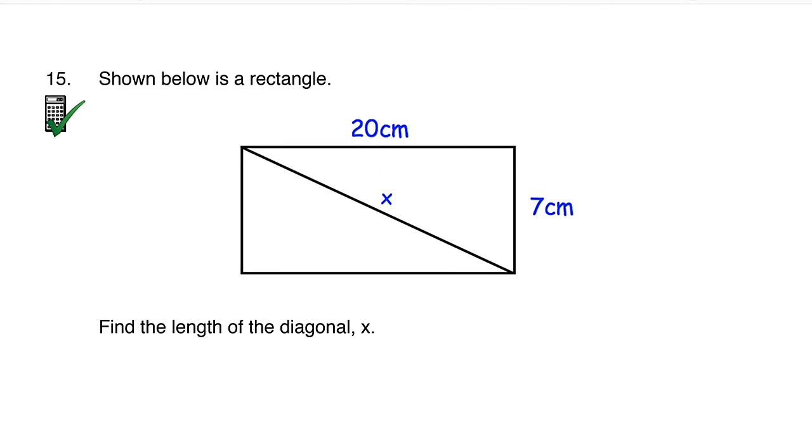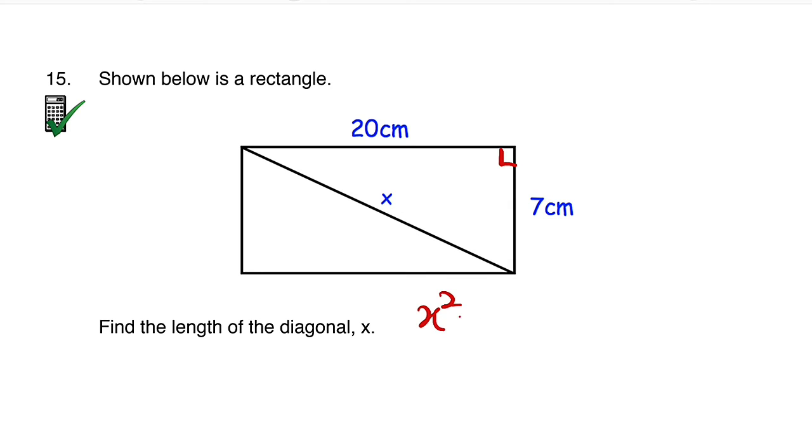Question number 15. Shown below is a rectangle. So this is a rectangle. Find the length of the diagonal x. So this is the diagonal. You should know that this diagonal will be a hypotenuse because it is directly opposite this right angle, because all the interior angles of a rectangle equal 90 degrees each.